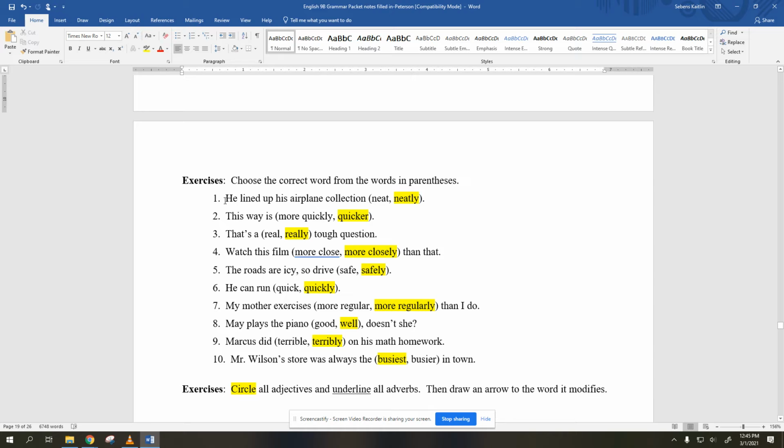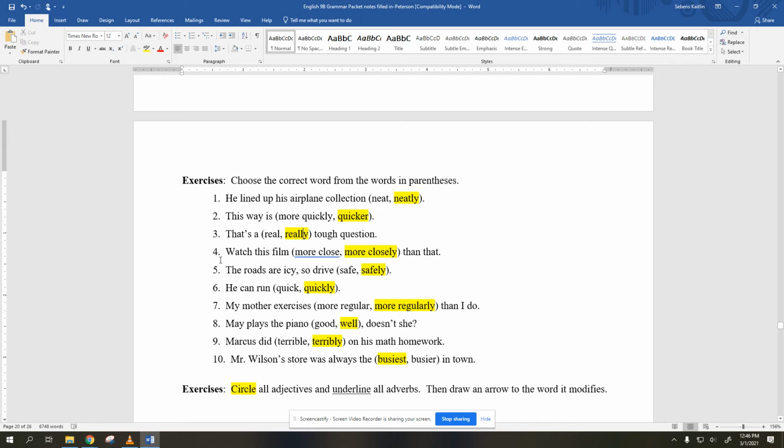He lined up his airplane collection neatly. How did he line it up? He lined it up neatly. Neatly modifies the verb lined up. This way is quicker. This is a comparative question. Out of these two ways, this way is quicker. That's a really tough question. Again, adverb. This adverb is modifying the adjective tough. Tough modifies the noun question.